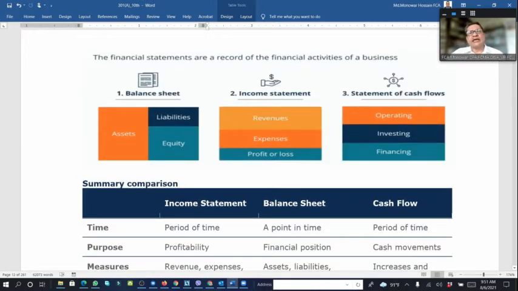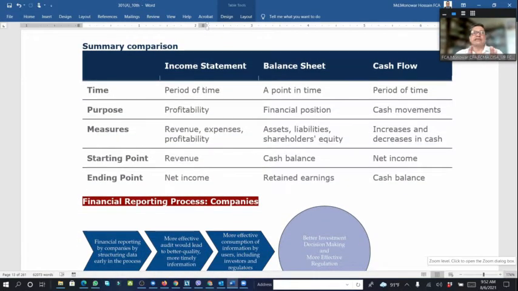And if we look at our balance sheet, or statement of financial position, here is the accounting equation: total assets equal total liabilities and equity. So that is the total balance sheet. The income statement has revenue, expenses, and profit or loss as the fundamental things, and the statement of cash flow has three items: operating, investing, and financing.